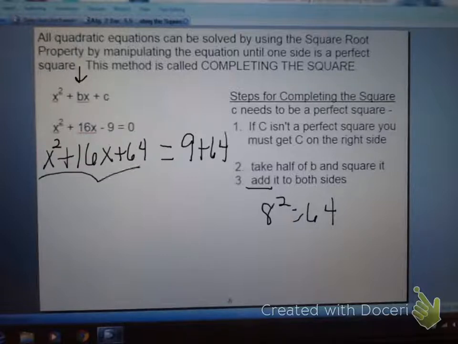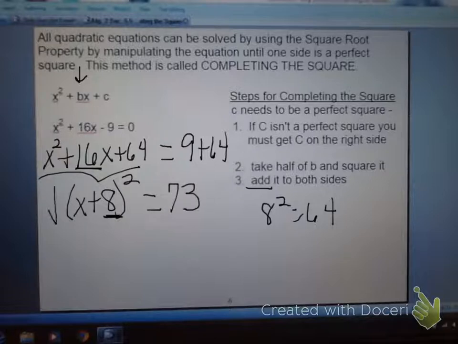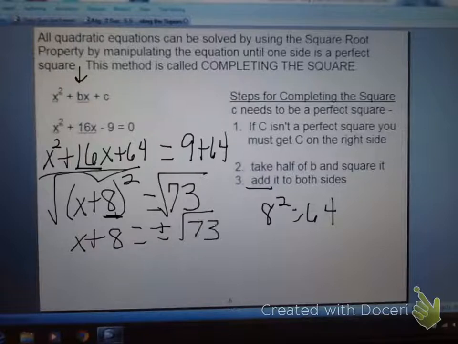Now this is a perfect square trinomial that factors into (x + 8) squared. The way you could check that is, what's 8 plus 8? 16, which gives you the b. Then 9 plus 64 is 73. Now we're going to take the square root. So we get x plus 8 is equal to plus or minus the square root of 73. I cannot simplify the square root of 73, so I am now going to subtract 8 on both sides. So it's negative 8 plus or minus the square root of 73.